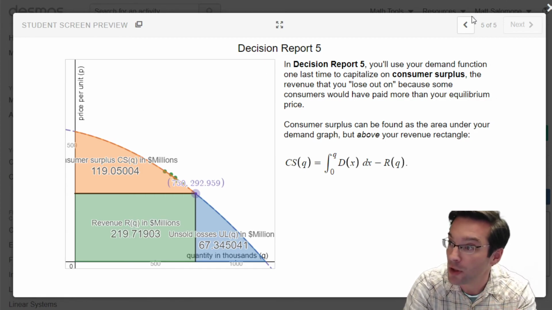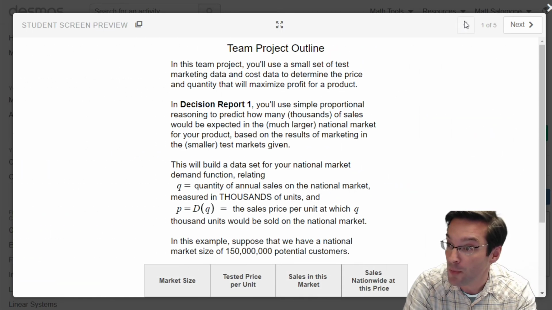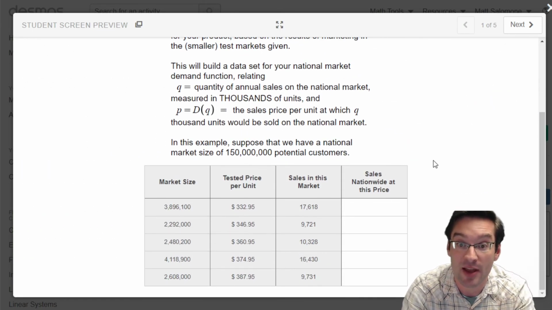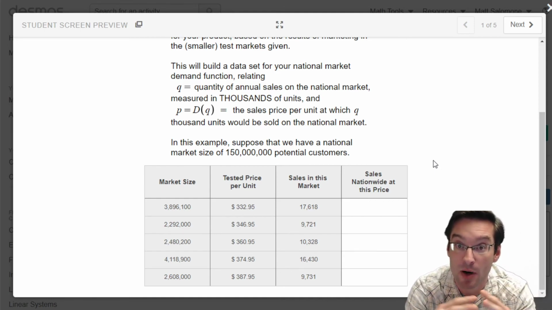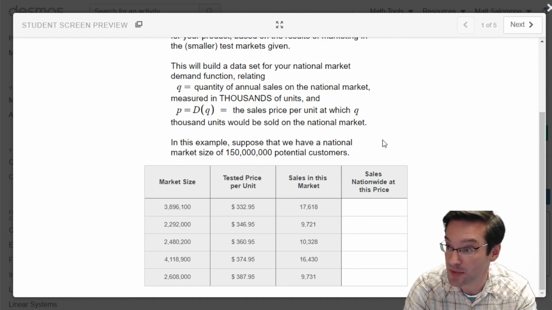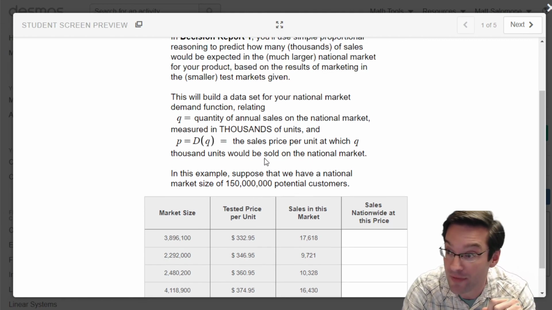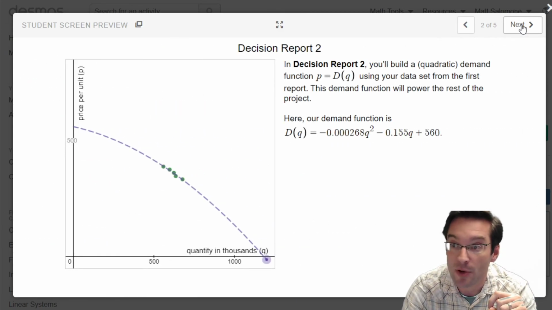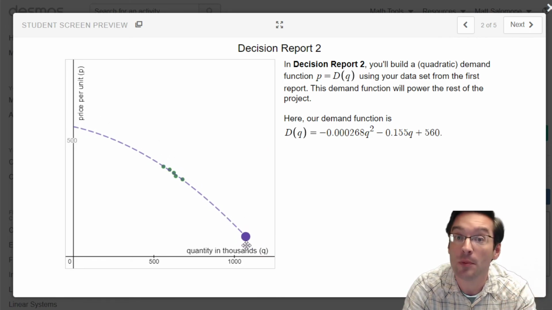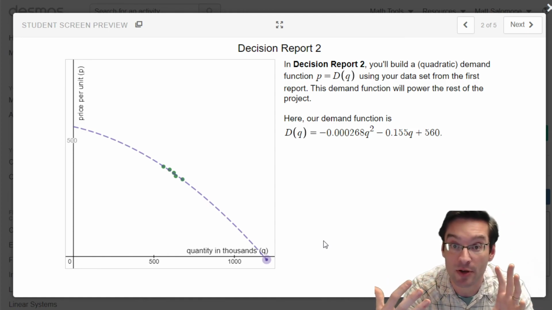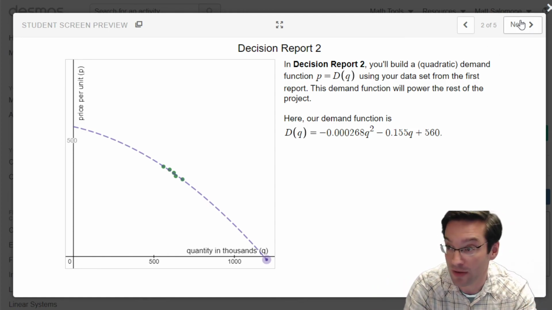So that is the overall shape of the project. We start from this very sparse set of test marketing data for your product. We scale up each of those test market data points to a predicted national market demand, right? Just by scaling it up to the large size of the national market, which your data file will have that information for you. We use those data points to determine our demand function. This is the star of the show, really. The quadratic function which best models the relationship between price and quantity that we saw from the national market demand.